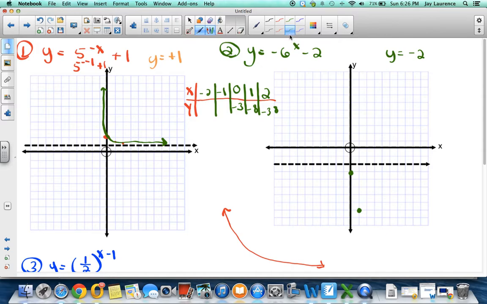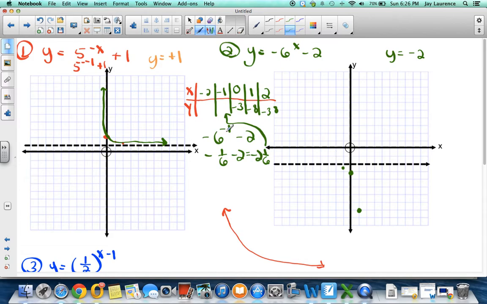Let's see what happens when I put a negative exponent in. So we get the negative of 6 to the negative first minus 2. Well, 6 to the negative first is 1/6. It's going to be a negative. Minus 2 is going to be negative 2 and 1/6. Okay, I'm not going to squeeze that in there. We know it goes right there. So at negative 1, I'm going to get negative 2 and 1/6.